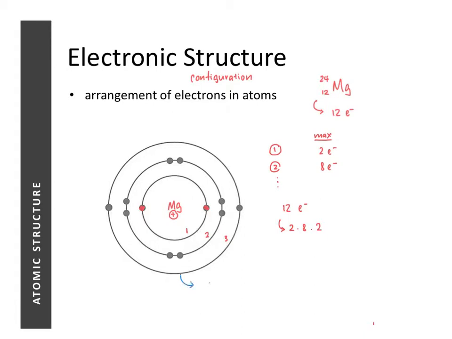The outermost electron shell is given a special name. It is called your valence shell. And the electrons that are found in the valence shell, meaning the outermost electrons, are also given a special name. They are called your valence electrons.